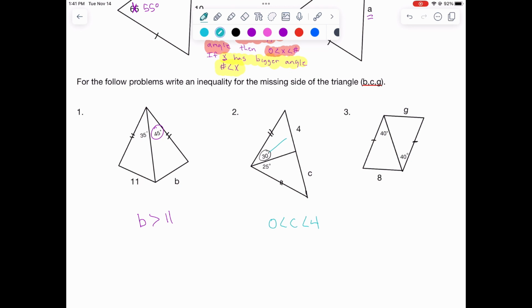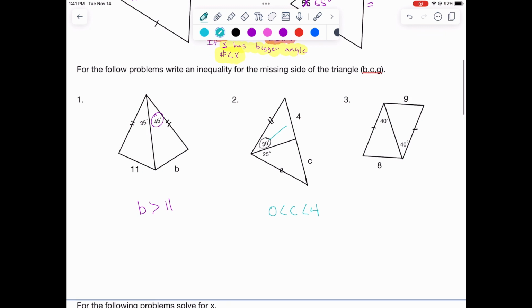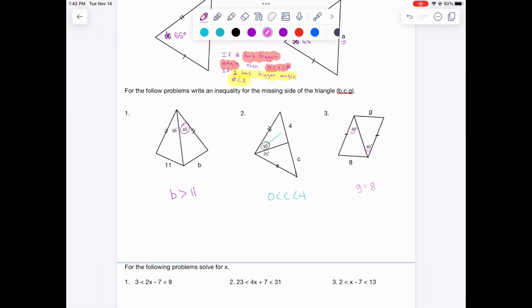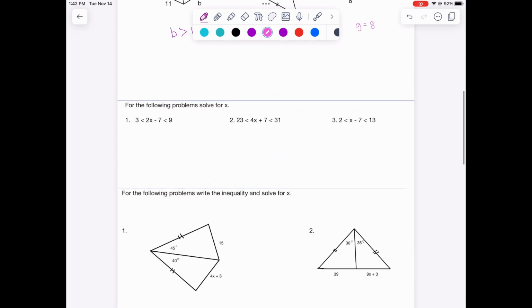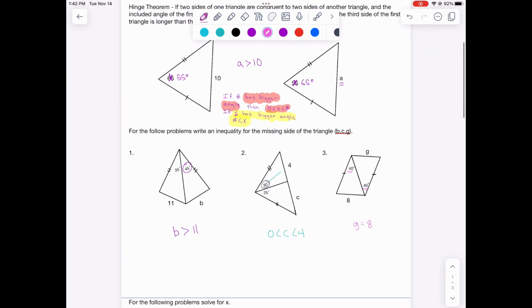Moving on to the next one, the third one. The third one, you're going to notice something kind of special happens here. There is no bigger angle. They are equal. So here I actually have two congruent triangles. So I actually have that G just equals 8. Okay, so that's a little tricky there.